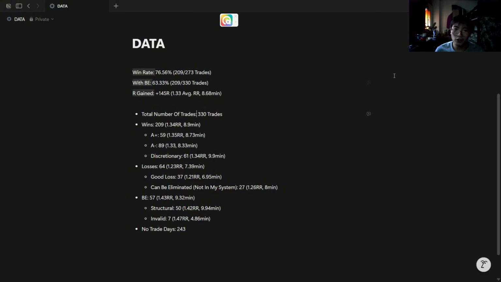And you can see here, this is my total number of trades, and these are the numbers of my no trade days. There's so many no trade days, guys. That's like what? How many percent?